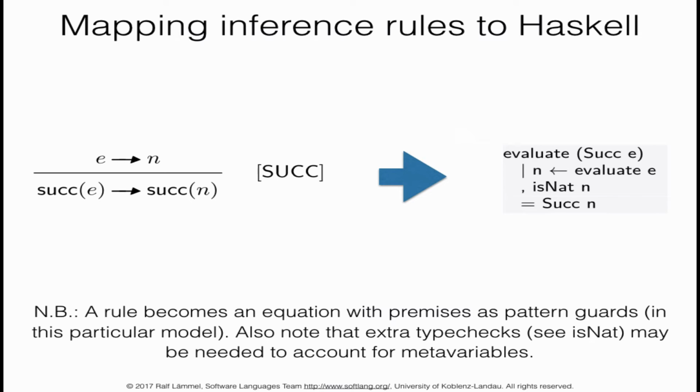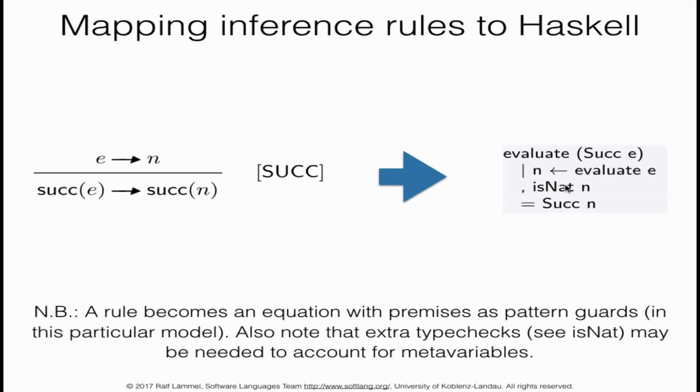So we can also map inference rules to Haskell very easily. So here I show this for one rule. So you see how basically the expression part of the judgment from the conclusion ends up here on the left hand side, and the result part of the conclusion ends up here on the right hand side of the equation, and also how the premise ends up as a pattern guard to the equation. And then here's some initial type check on the result of the premise.